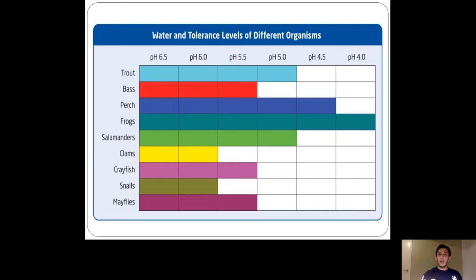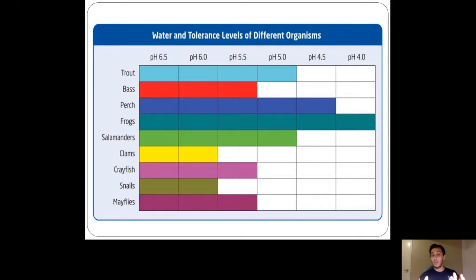This is the tolerance of different organisms to various pH levels. Frogs seem to be tolerant down to pH 4.0. Trout, however, are a little less tolerant. They're only tolerant down to pH 5.0. Look at snails and clams. They're only tolerant down to pH 6. That's very intolerant of acids, and so a little bit of acid rain can demolish snail or clam populations.